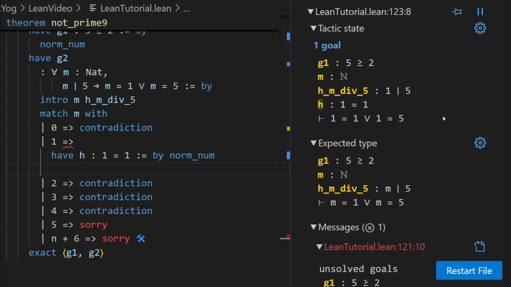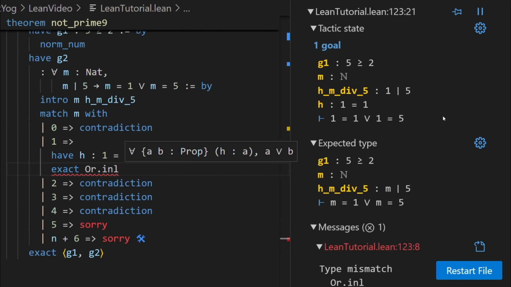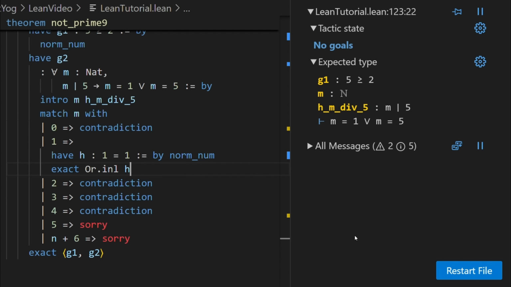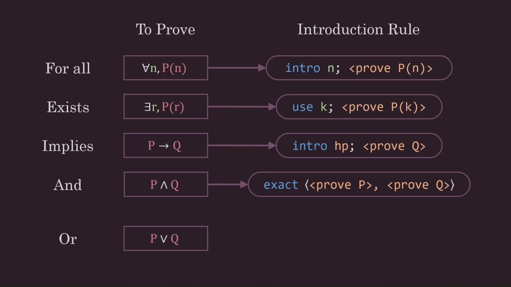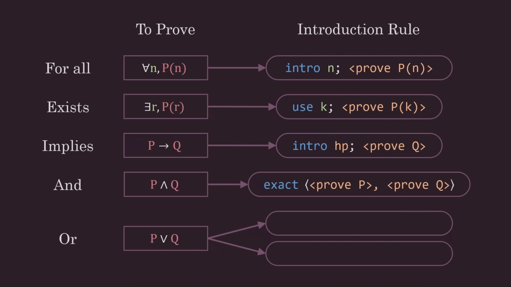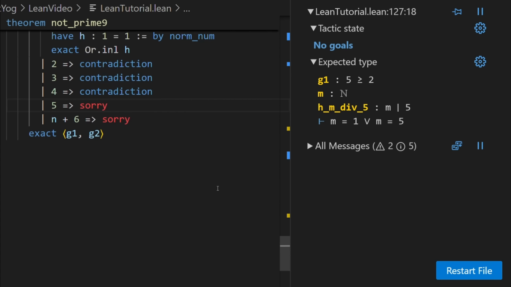The goal is exactly Or.inl h. Proving an OR statement requires you to prove only one side. We just did the introduction for the left side.